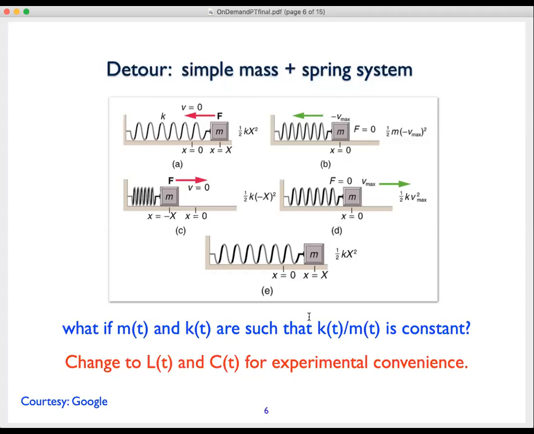And because mass and spring is harder to actually implement experimentally, I'm going to switch for the rest of the talk to an inductance and a capacitance. So instead of a mass and a spring system, I'm going to really talk about an LC circuit, a single LC circuit, basically. Okay. Of course, there is a one-to-one correspondence between these two that you are familiar with, but I'll just focus on this model.